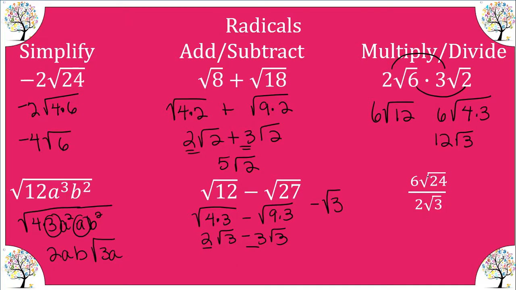We're going to divide these two radical expressions. We can divide the coefficients and get 3. We can divide the radicands and get radical 8. We're going to simplify 8 into 4 times 2. We take the square root of 4, which is 2, times the 3, that gives us 6 radical 2.